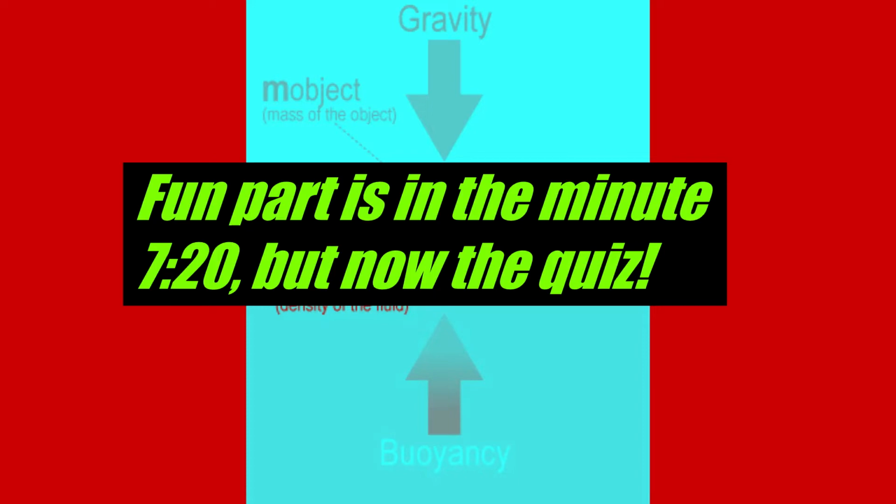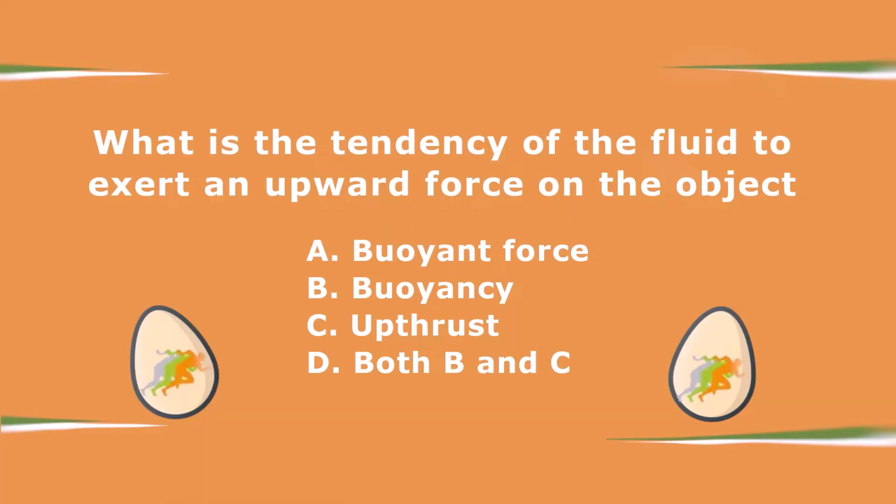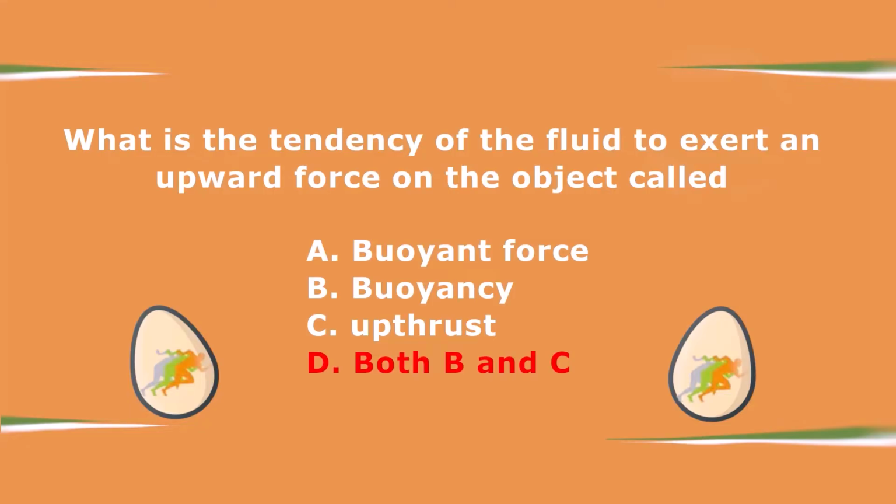So right now we're going to go ahead and do the quiz. Question number 1: what is the tendency of the fluid to exert an upward force on the object called? Everybody started writing their answers. I see that Jennifer and Jacqueline have answered. Anyone else? Sophia, okay. The answer is actually buoyancy, because the tendency of the fluid to exert an upward force is buoyancy. So not buoyant force.